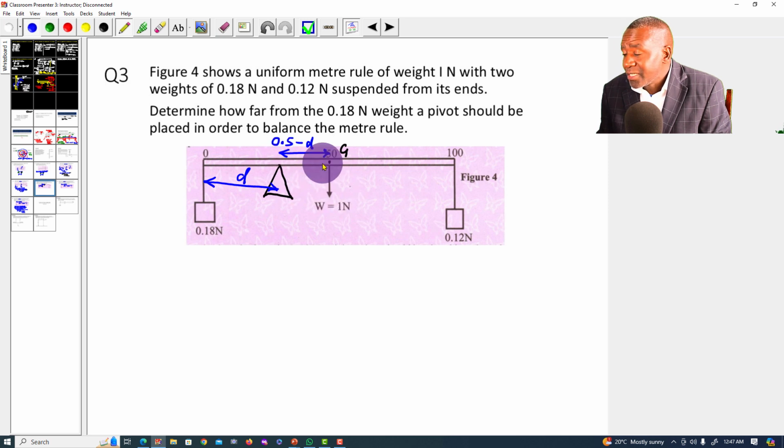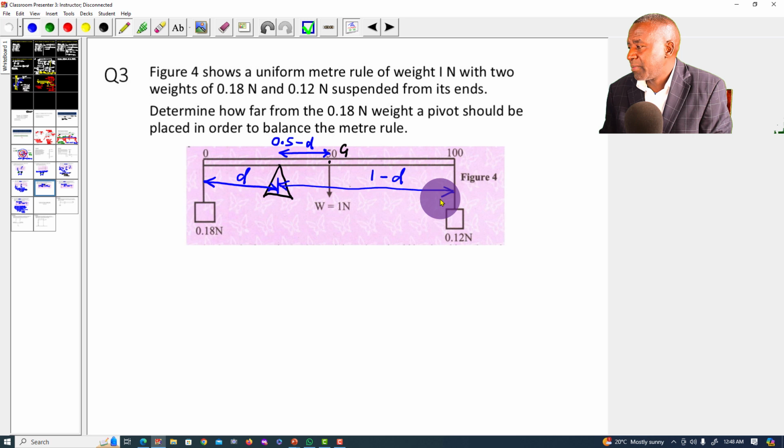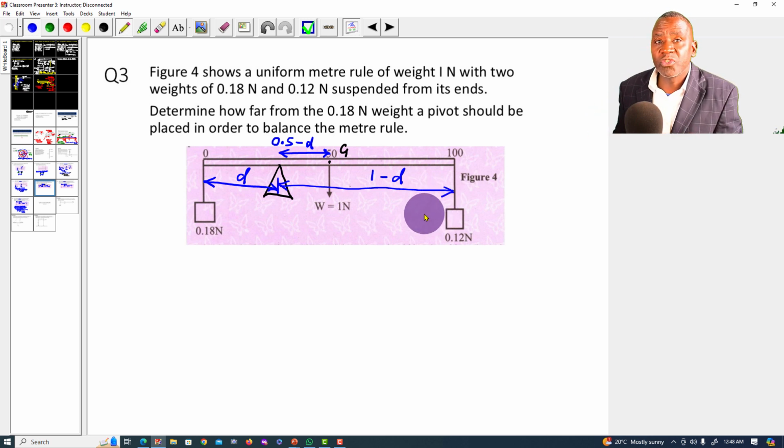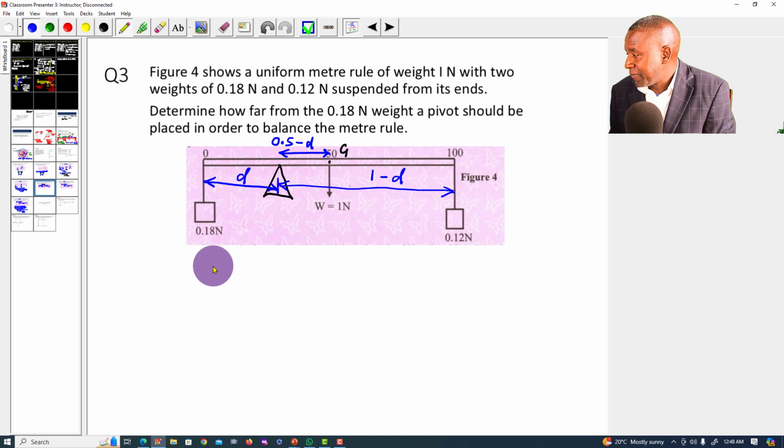Why do I need that distance? I will need to get the moment due to the weight of the meter rule. The other distance that I need is this one here, because there is this 0.12 Newton weight, and the whole of this is 1 meter. 1 meter minus D gives me this distance here. You can see all my distances now are given in terms of D, and once I solve D eventually, then everything will just be fine.